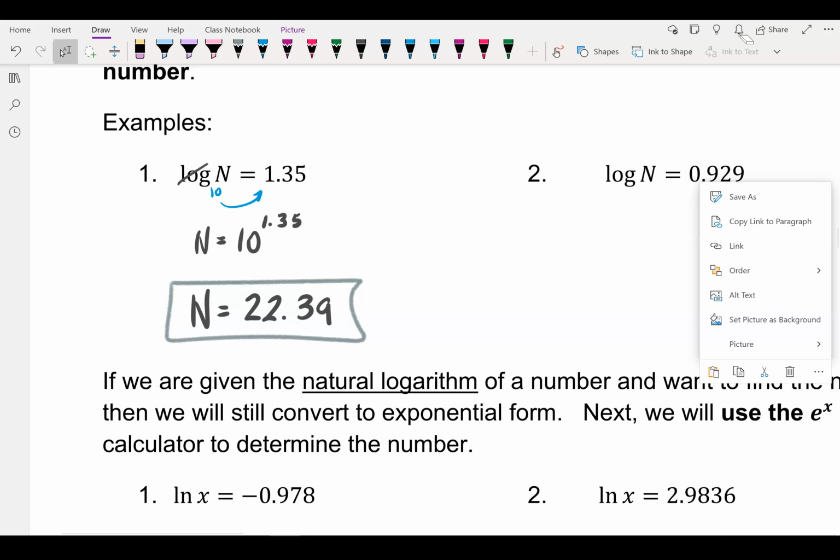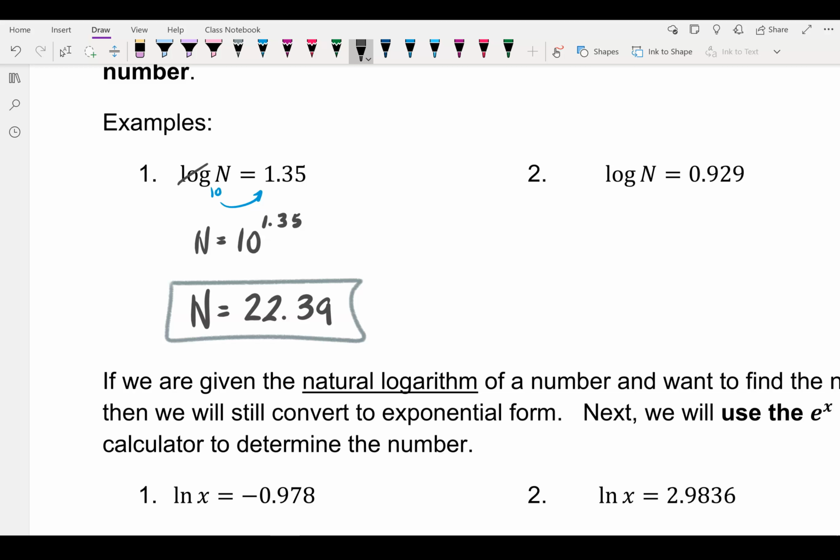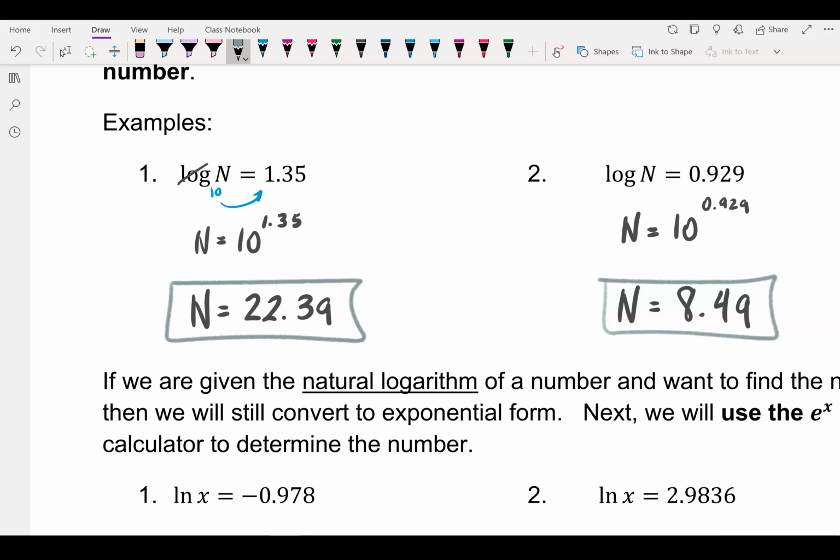So I'll do the second one here for you. Once again, in my brain I know that logs are actually base 10, so n is going to be 10 to the power of 0.929, right? For the same reason as before. Hit your anti-log button, put that into your calculator, you're going to get 8.49. And if you don't, let me know, because that means I've made a mistake. Let's move on.